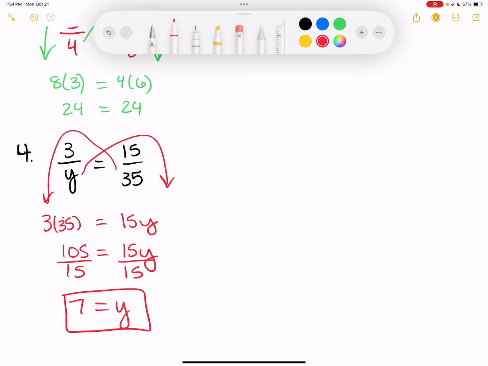Cause look, watch. This is why he's saying he knew the answer before we started. Okay? 3 over 7 is equal to 15 over 35. If you reduced this fraction, what would you get? 3 over 7. I think I just blew Grace's mind.